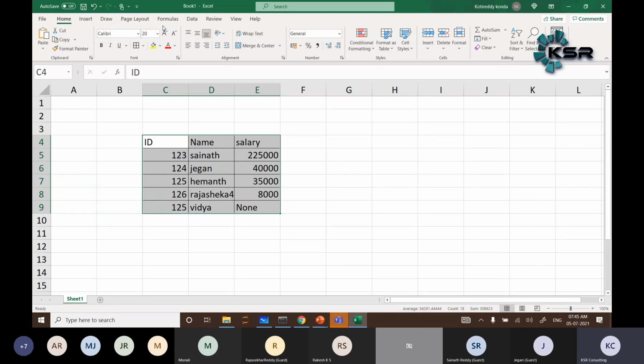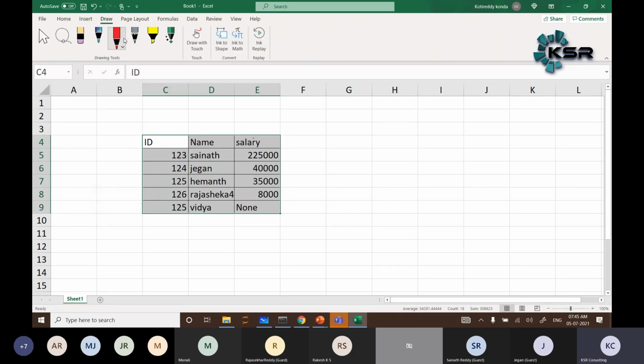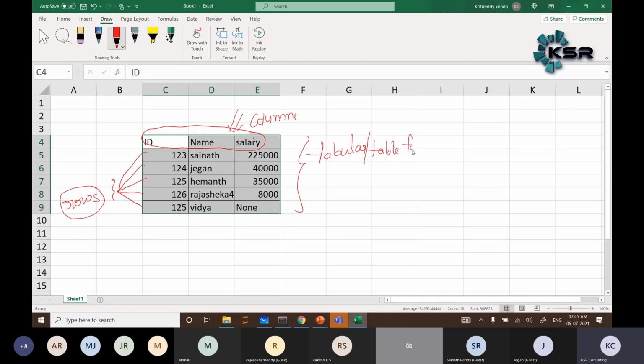In this table information, these three things, ID, name, and salary, are called the columns. These things are called the rows. It is a combination of rows and columns, a tabular format. Tabular means table, simply put: table format.